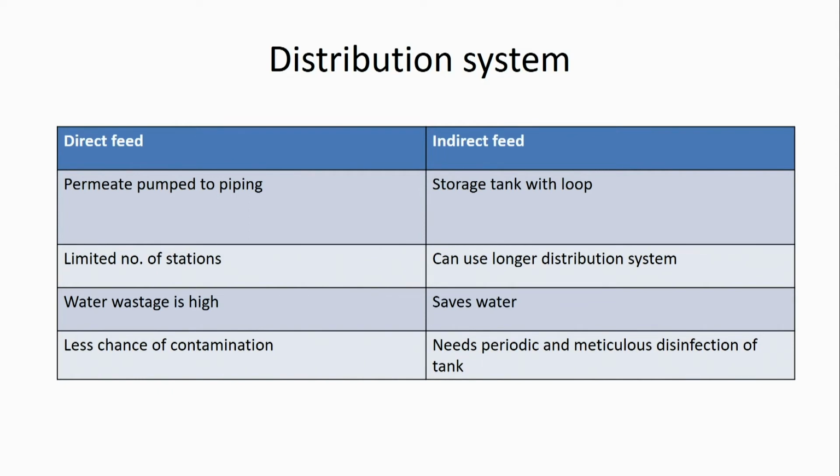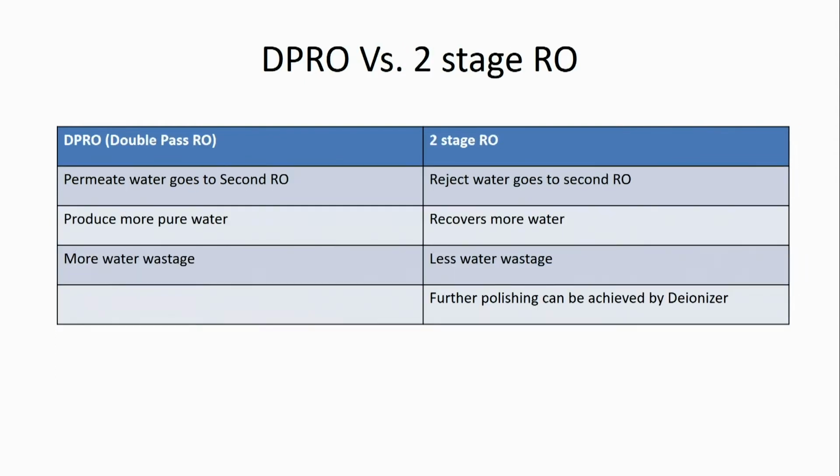Here water wastage is very high because it is not a loop system. Here water wastage is less. But the advantage of direct feed is that you don't have to store water, so the likelihood of bacterial contamination and growth is less. While in indirect feed, there is a chance of contamination, but if you do proper, meticulous, regular disinfection of the tank, this chance can be reduced.